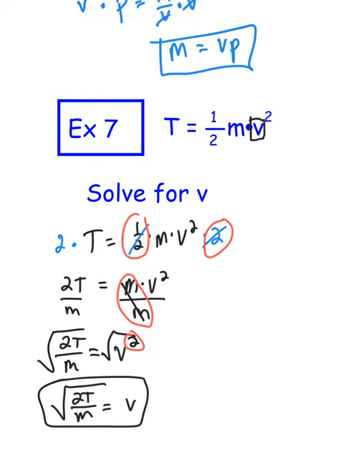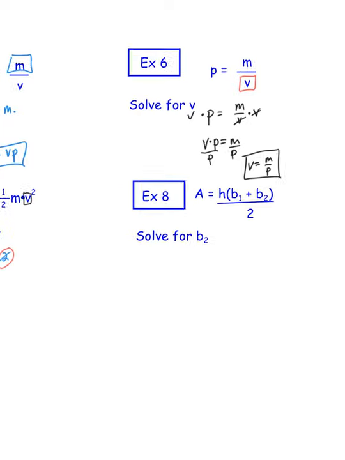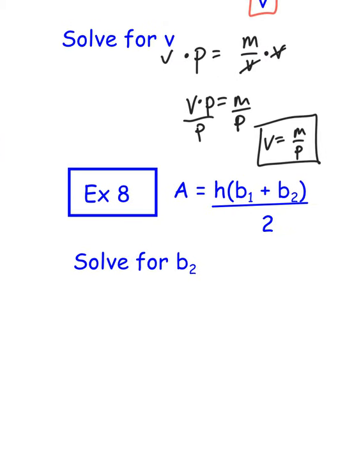All right, last example, example 8 here. So we have the area of a trapezoid. Area is the height times, in parentheses, base 1 plus base 2, and all of that divided by 2. So this is most likely something that you learned in geometry. And we are going to solve for B2. So we want to get rid of everything on that right side except for the B2. So I'm going to rewrite this one. A equals H times B1 plus B2 all over 2.